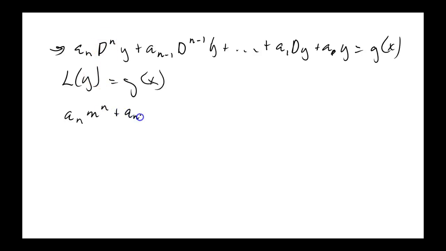plus a sub n minus 1 m to the n minus 1, plus dot, dot, dot, plus a1 m plus a0 equals 0. Okay. We've forgotten about the g for now. We'll pick that up later. That now is your nth order polynomial in m.